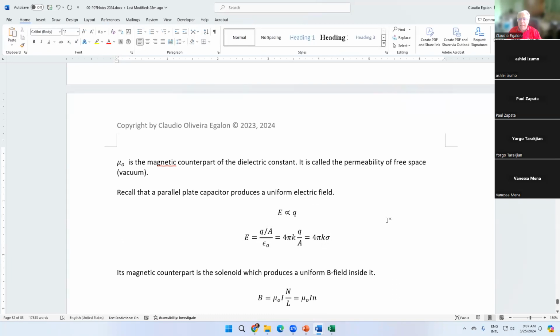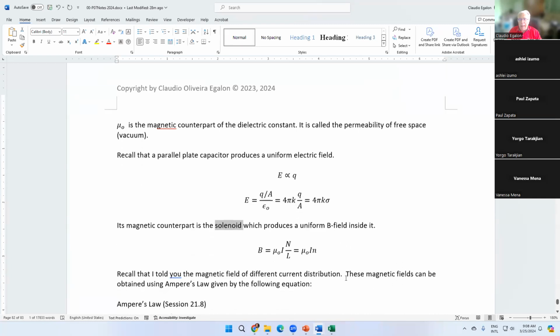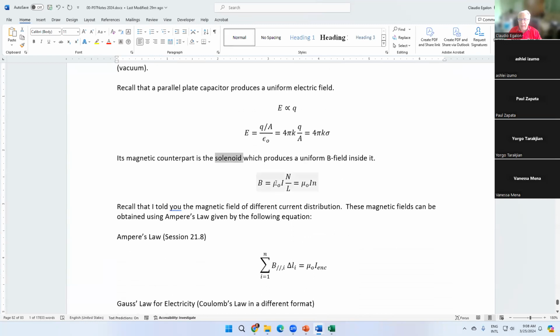And the magnetic field is similar. We have a configuration that's similar to that of the parallel plate capacitor. The parallel plate capacitor produces a uniform electric field, but it is the solenoid that produces a uniform magnetic field inside the solenoid. So we have mu naught, the current, and the number of turns per unit length. And how do we calculate that? And there is one more.